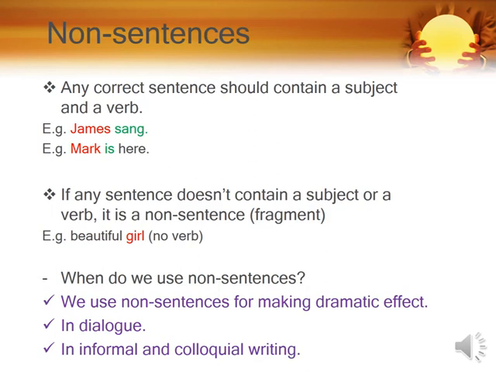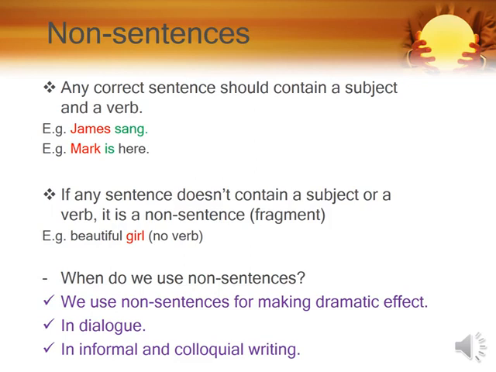Here we have some examples. James sang. Although this is a very short sentence, it makes complete sense and it's grammatically correct. Why? We have the subject, which is James, and we have the verb, which is sang. For the other sentence, Mark is here. Why is it a sentence? Mark is the subject and the verb is. This is a linking verb.